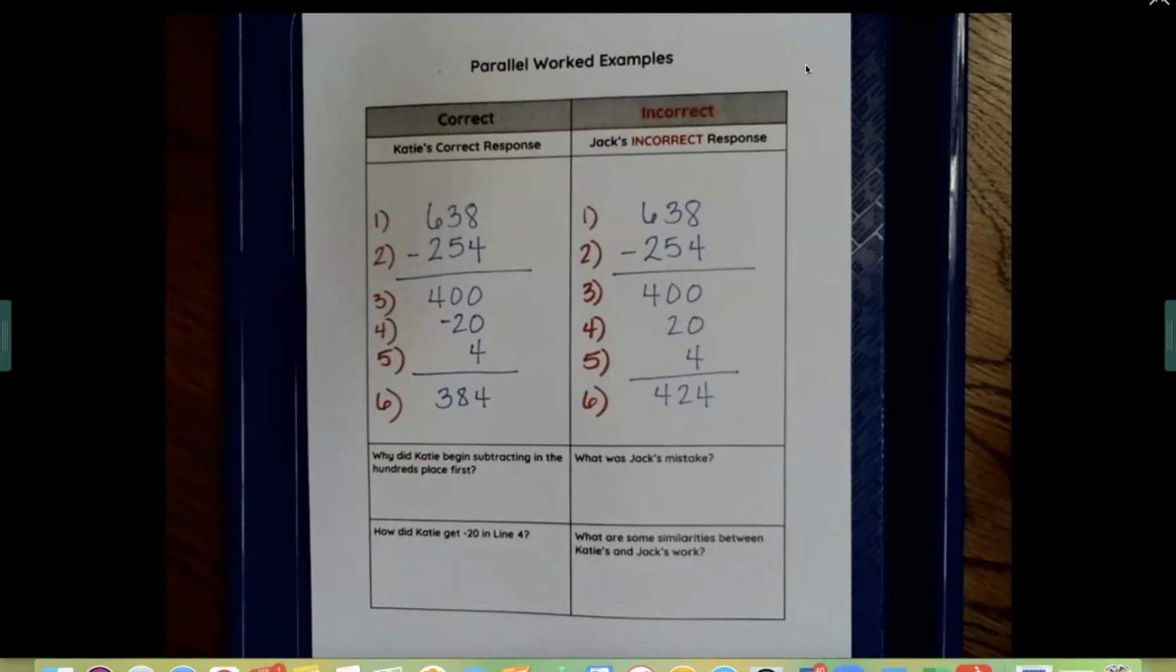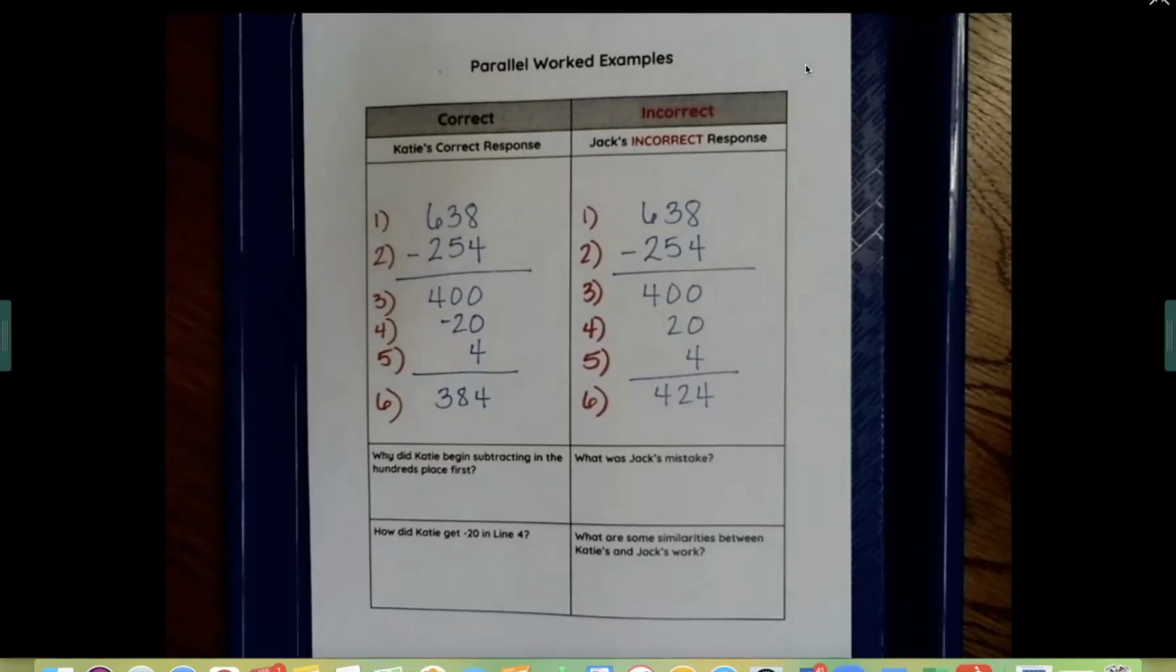And how did Katie get that negative 20 in line 4, or minus 20 in line 4? And then we would talk about how we were trying to subtract 5 10s from 3 10s, and we needed 2 more 10s. And then if you look at Jack's incorrect response, you can see that with my questions, what was Jack's mistake? So I would want them to be able to pick out and tell me where his mistake was.